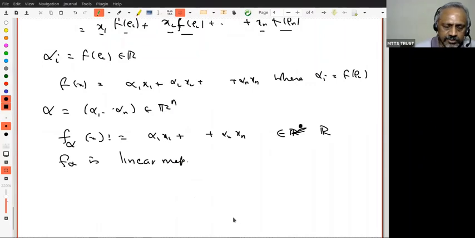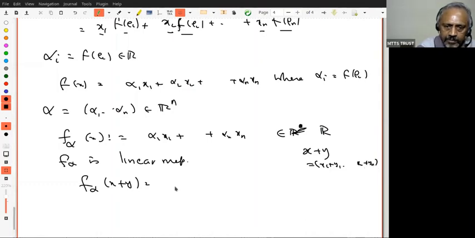Okay, it's very easy to check. What is f_alpha(x plus y) going to be? x plus y will be (x1 plus y1), and so on, up to (xn plus yn). Therefore, f_alpha will be alpha 1 into (x1 plus y1) plus ... plus alpha n into (xn plus yn).